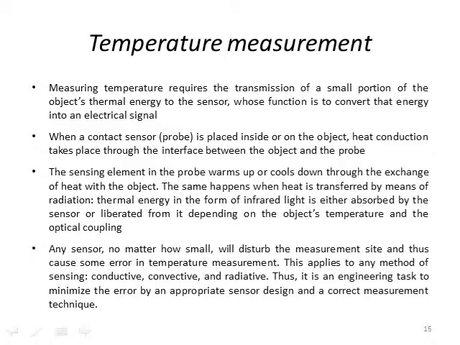Now, the sensing element in the probe warms up or cools down through the exchange of heat with the object. And we also don't want the sensor head to affect the temperature that we're measuring, so we don't want to pull too much heat out of the object. So we don't want a really large probe on a tiny little area, because then we're going to basically take all of the heat away from the object that we want to measure. If we have a small object, we want a small probe, or even better, a non-contact type of measurement so that we don't affect it. If we have an object that's very, very big, we can usually make a small sensor, plop it on the surface, and do a measurement without affecting its global temperature.